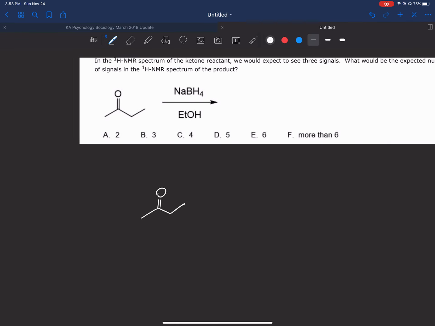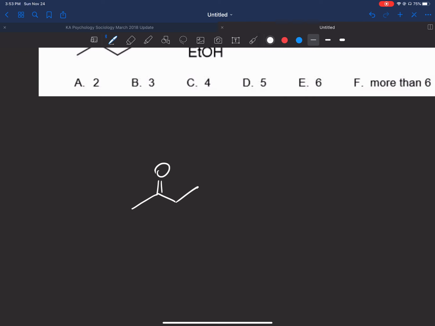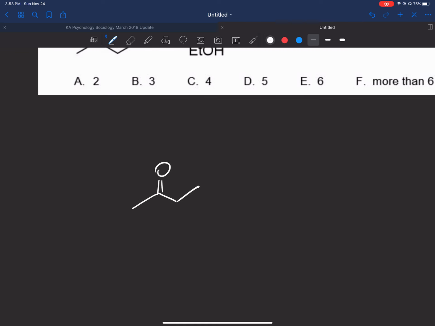It says we would expect 3 signals. Where are those signals coming from? The first thing you want to do is find all the unique hydrogens. So here, we have 3 hydrogens here, 2 here, 3 here.